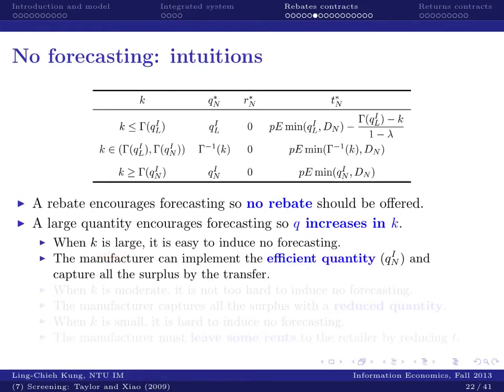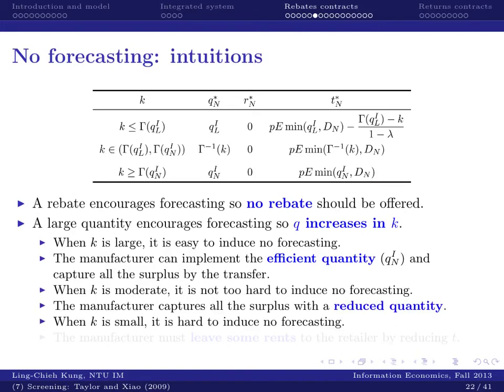First, if K is large, in this region we know it's easy to induce no forecasting, right? When K is large, the retailer just does not want to do forecasting. Therefore, the manufacturer can implement the efficient quantity, or Q^I, in this case, and then capture all the surplus by the transfer. Indeed, in this case, because the retailer does not want to forecast, the manufacturer has almost no cost to induce no forecasting.